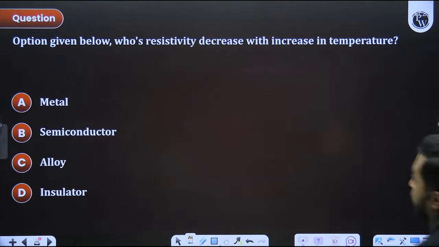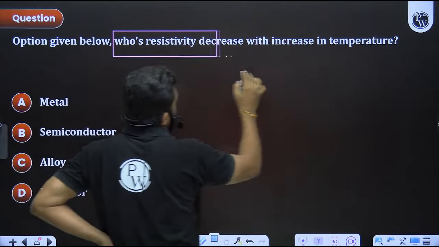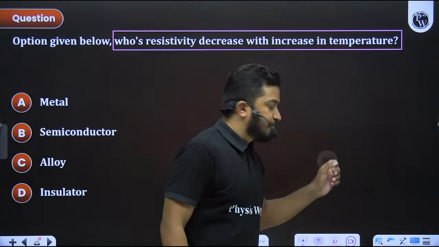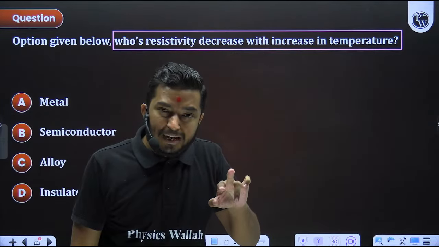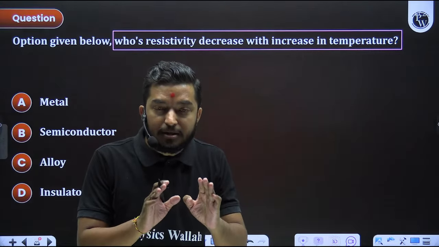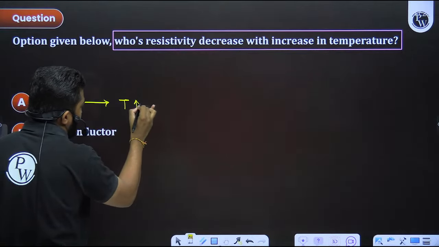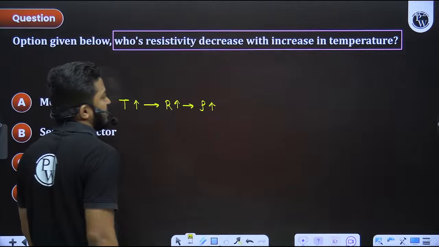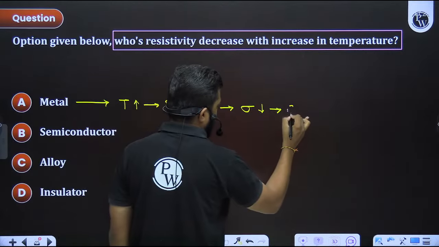Let's begin. Which option given below has resistivity that decreases with an increase in temperature? It is definitely a very good conceptual MCQ. Very first, keep in mind a simple thing: for a metal, also called a conductor, if we increase the temperature, the resistance of that conductor increases. Due to the increase in resistivity, the resistance is also increased. Next, the conductivity and conductance are going to decrease.